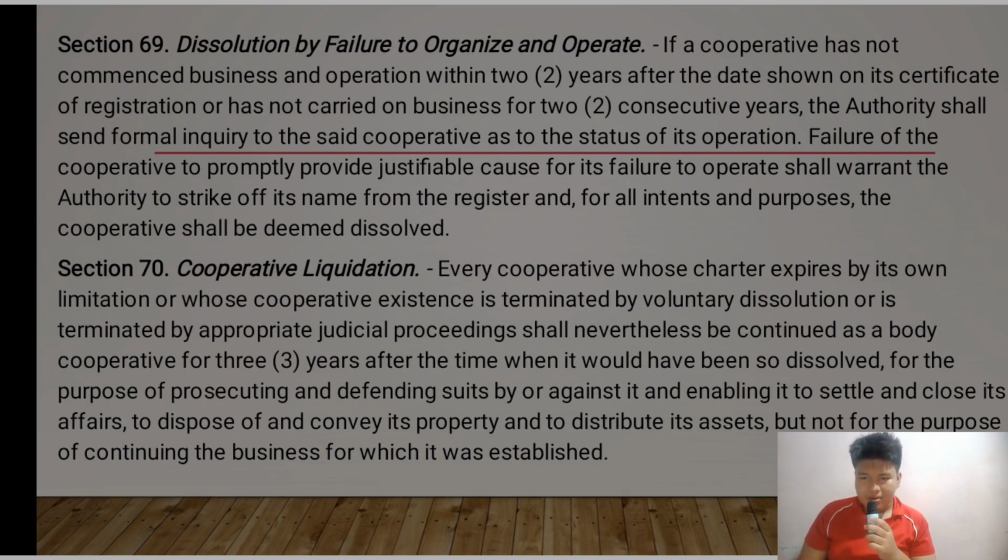Section 69. This section addresses dissolution of a cooperative for failure to organize or operate. If a cooperative does not commence business within 2 years of registration or ceases operation for 2 consecutive years, the CDA can strike its name from the register, effectively dissolving the cooperative.